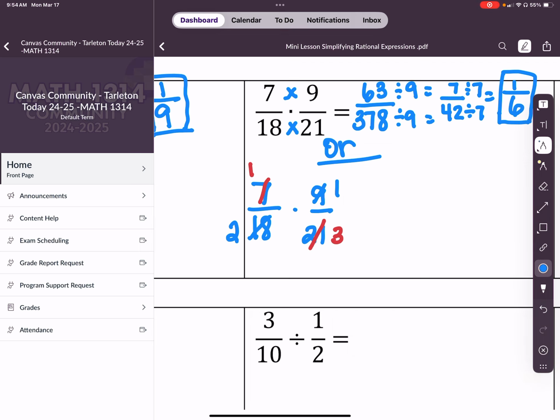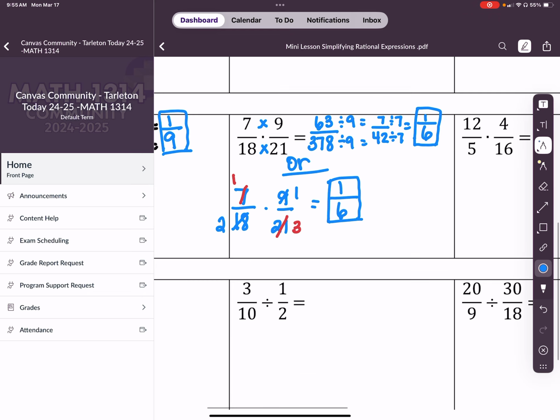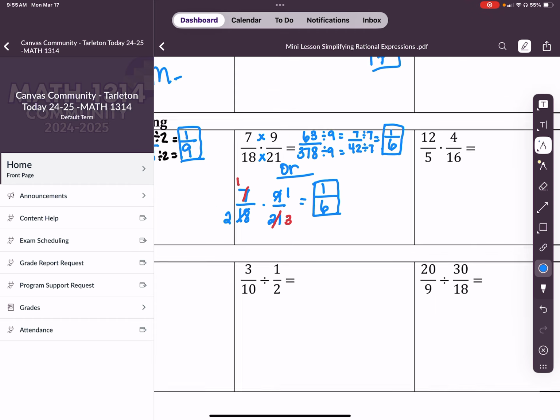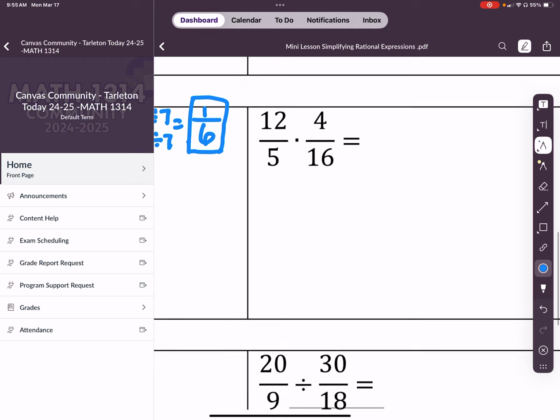And then from here, I'm going to still do my same multiplication of fractions properties where I'm going to just multiply straight across. So 1 times 1 gives us 1. 2 times 3 gives us 6. And we will not have to simplify on this one, okay? So either way that you prefer to do it is correct. As you see, it gives you the same answer. So again, it doesn't matter which way you do it, okay?